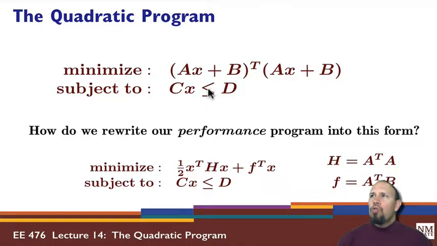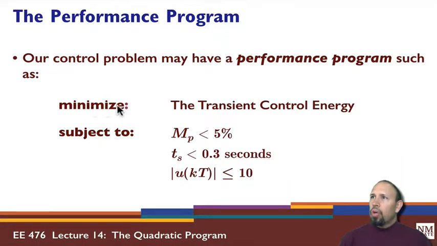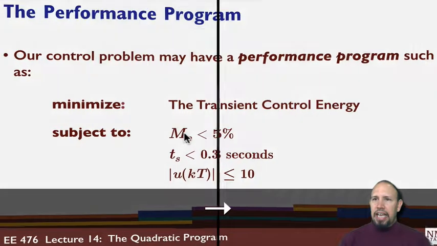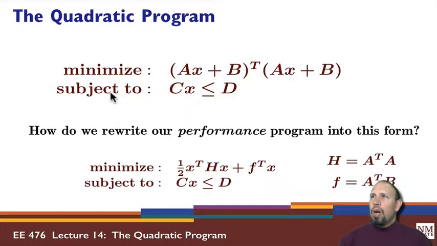So basically, a quadratic program is a minimization problem that looks like this. Notice our performance program, we're going to minimize something like the transient control energy, and we have these kinds of constraints associated with our problem. What we'd like to do is set them up into a problem like this, which is a standard optimization problem. There are standard optimization solvers for problems like this. So minimize something like this, where you have something transpose something else, subject to a set of inequalities like this. So this is our quadratic program.